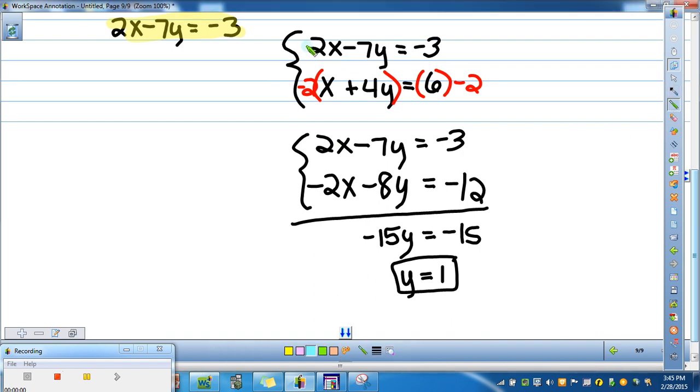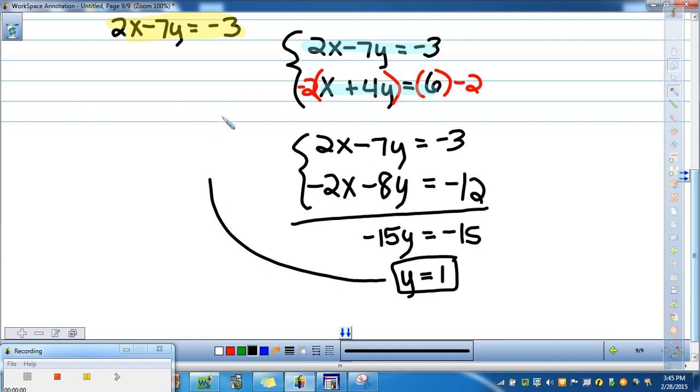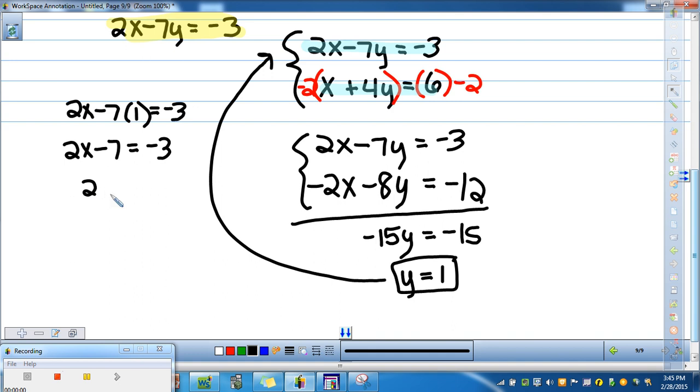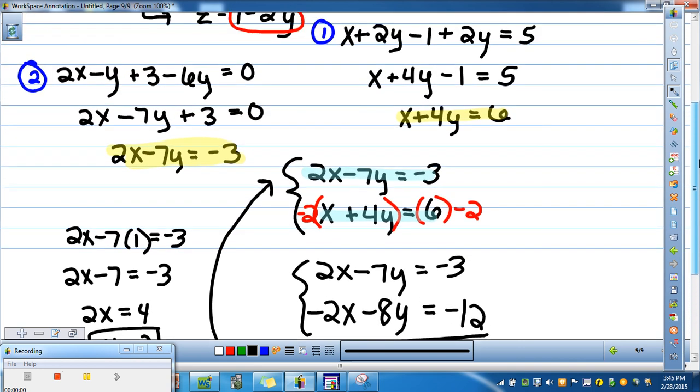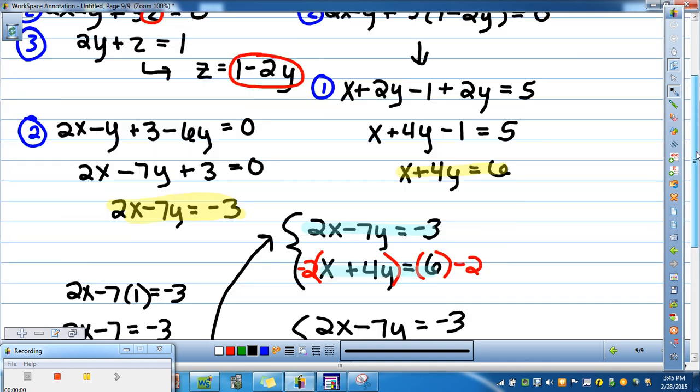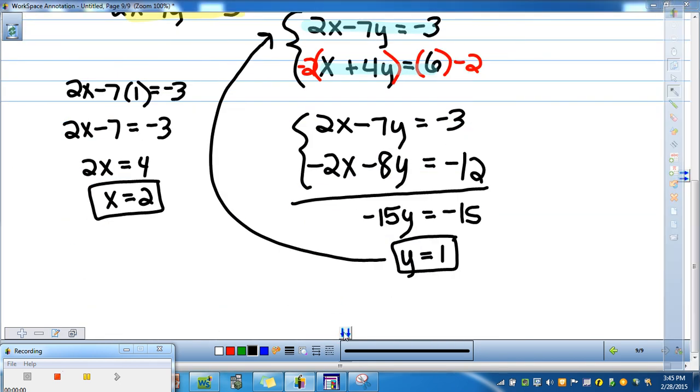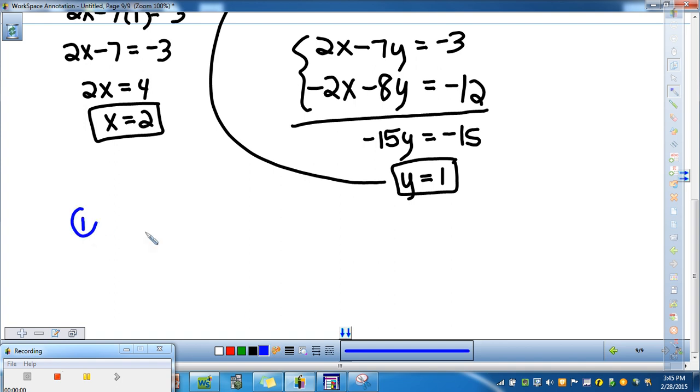We can plug that into either one of the original two equations in this system. I will plug it back in to the top equation. 2x minus 7 times 1 equals -3. Add 7 to both sides, and we get x equals 2. Knowing the value for two variables, we will plug those back into one of our original equations. Let's just plug it back into the first.